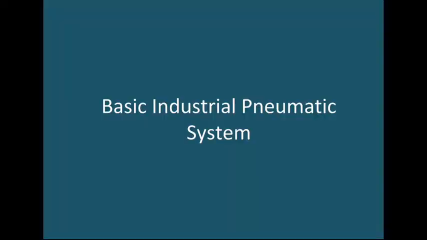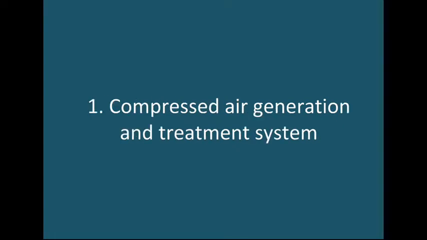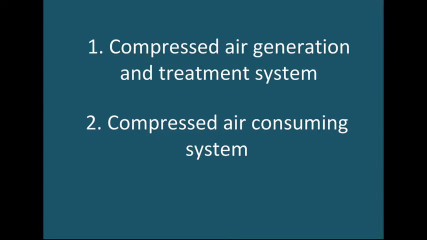The basic industrial pneumatic system is composed of 2 parts. First, the compressed air generation and treatment system. Second, the compressed air consuming system.